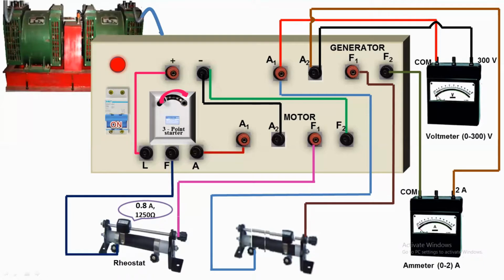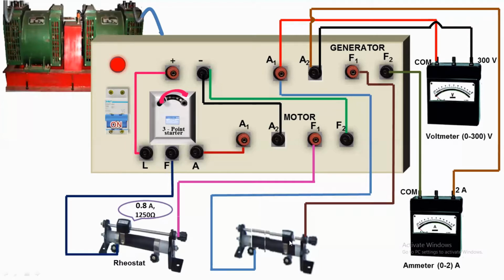Initially, due to the residual magnetism, some voltage is induced in this voltmeter. No reading in the ammeter, because the field rheostat is at maximum position. So no current enters the field winding. The field current value is 0.